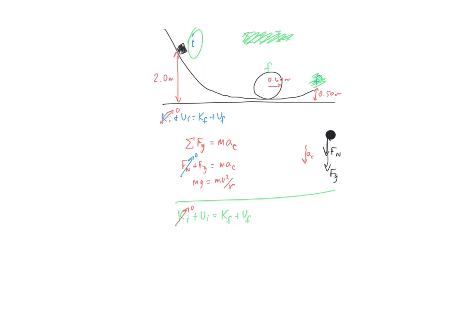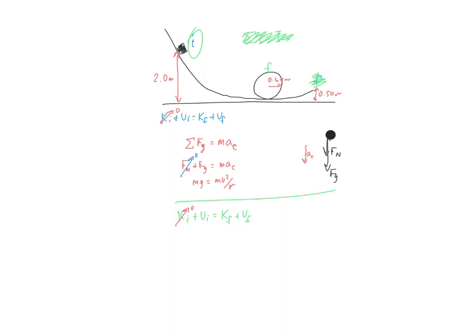Alright, in part E, let's suppose that we're doing this with a sphere that rolls without slipping instead of the block. Would the minimum speed needed at point B, the top of the loop, be greater than, less than, or the same as it was for the block?